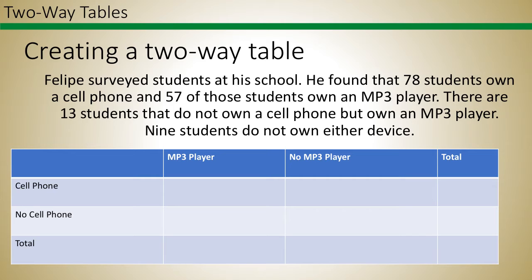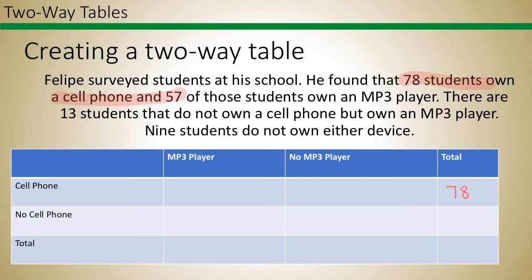So here it says, Philippe surveyed students at his school. He found that 78 students own a cell phone. Okay, so right here, 78 students own a cell phone. So that's all of the students who own a cell phone. So that's the total that's going to go right here.